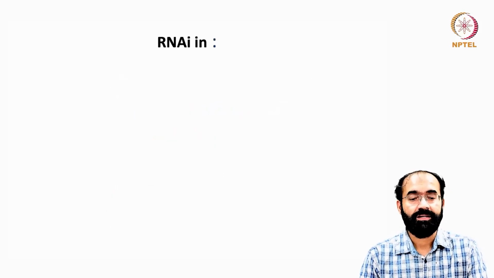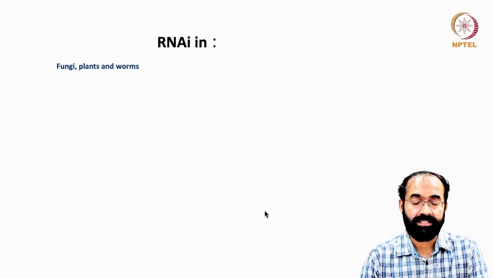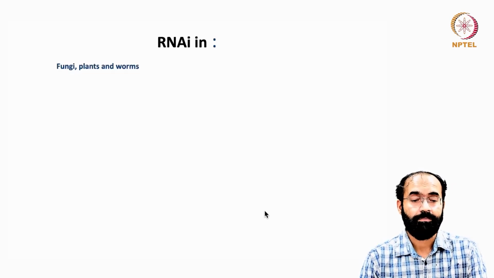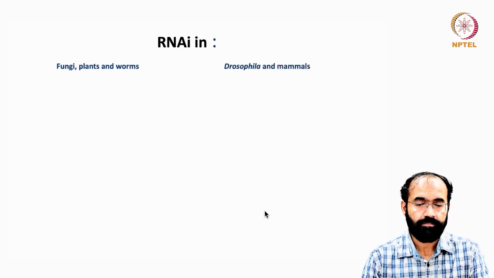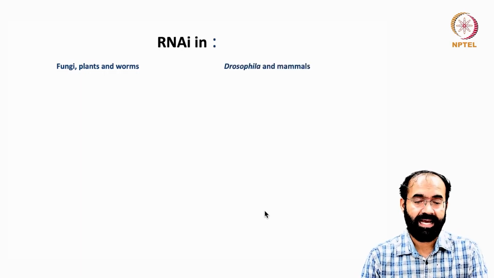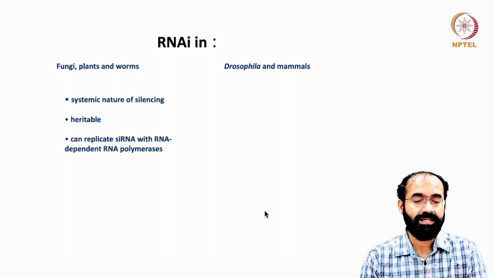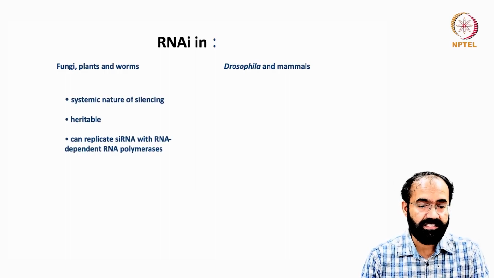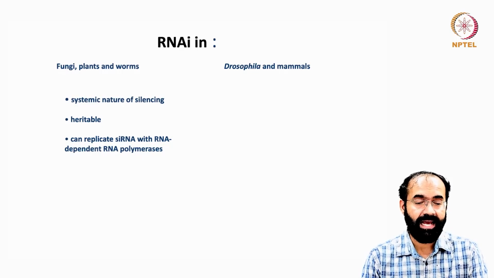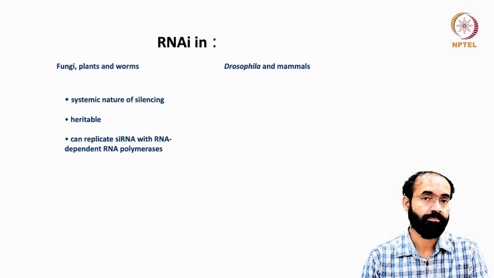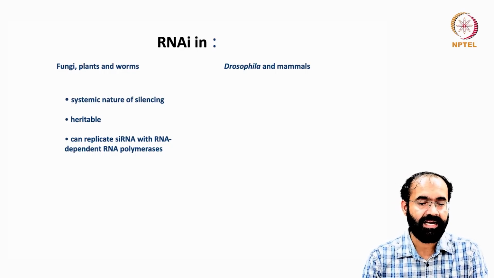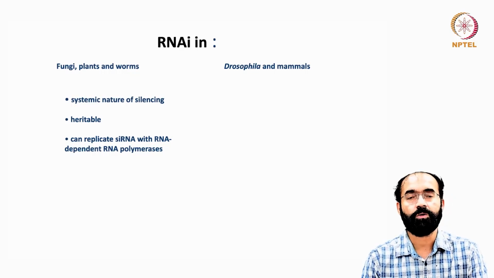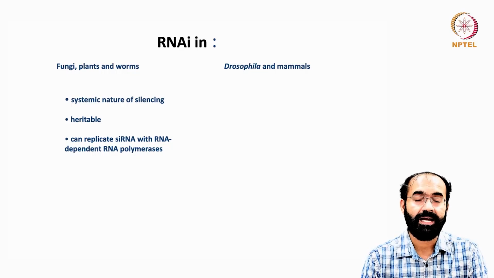So RNAi can be further elaborated in other models such as fungi, plants and worms, and it is also well characterized in Drosophila and mammals. So in fungi, plants and worms, there is systemic silencing, and it is heritable, that means it goes from one organism to another, and it can replicate siRNA with RNA dependent RNA polymerase. So these are normally seen in fungi, worms and plants.